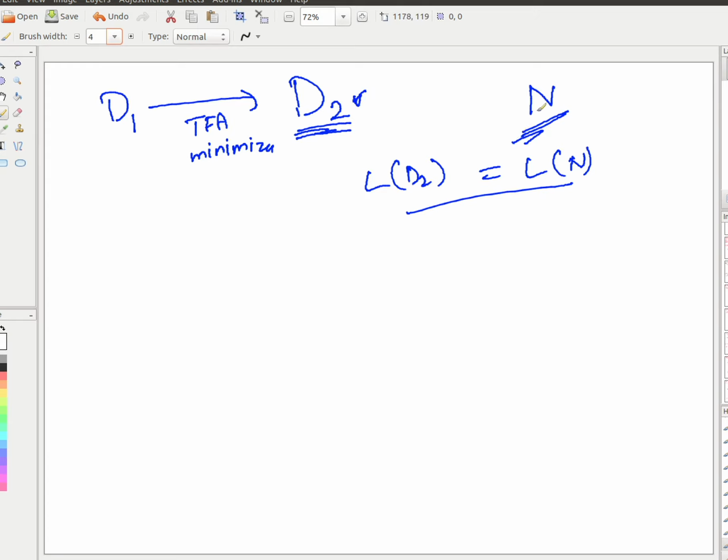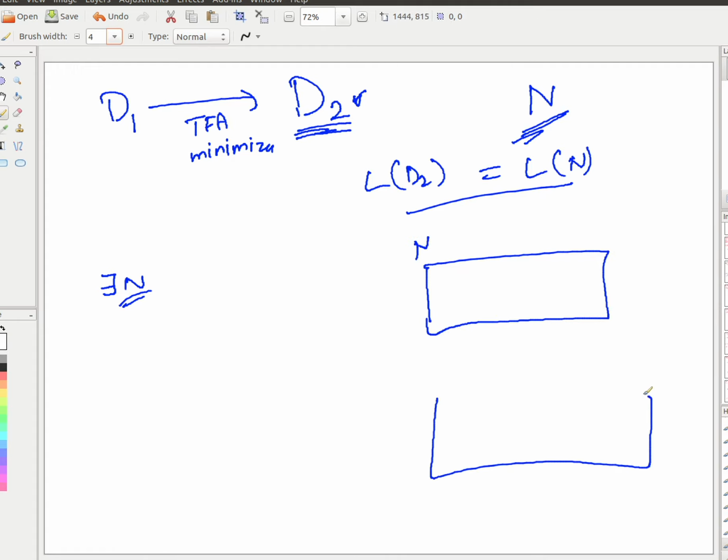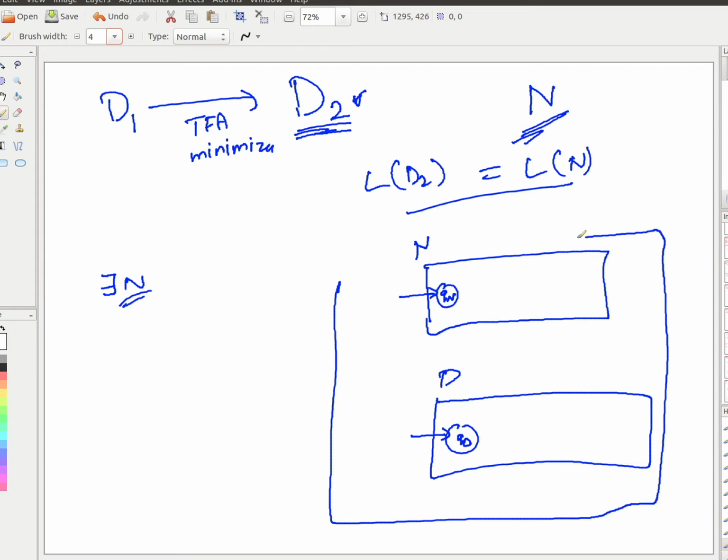Prove by contradiction. Again you say that, okay, there exists an N. There exists such an N that you are claiming the language is equivalent, but yet the number of states is lesser than the number of states in D2. Then what? If that is the case, take your machine N, take your machine D. This is the start state of this machine, this is the start state of this machine. You do the same thing that we just talked about on the last page. You run the table filling algorithm for this.